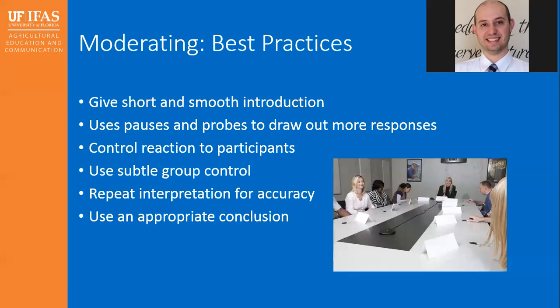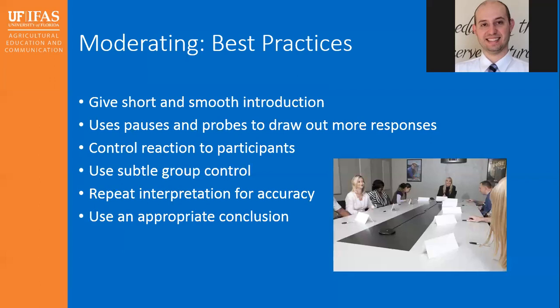So throughout the process, you want to make sure that you periodically repeat responses and interpretations to the participants. And this is really for your own purposes, to make sure that you are actually capturing the discussion. And this helps to provide additional clarity when guiding the discussion and interpreting the results.